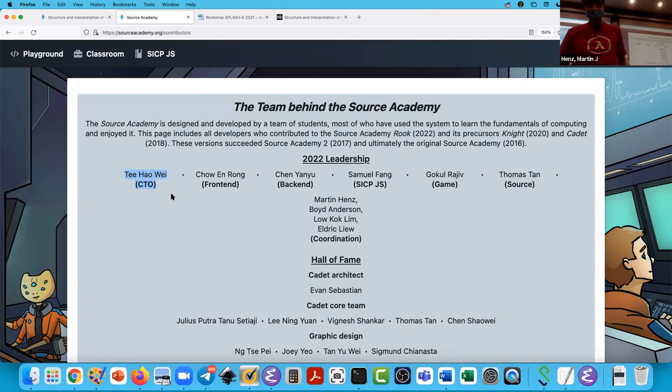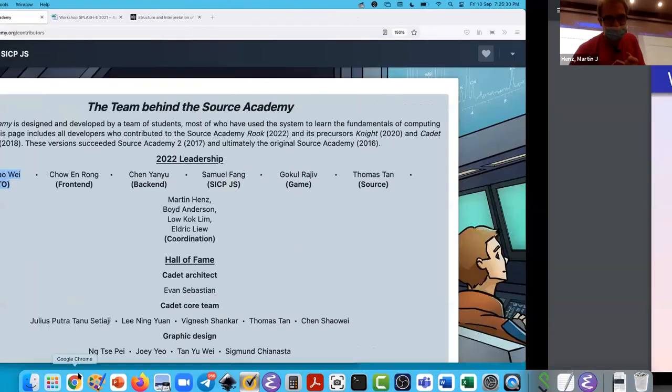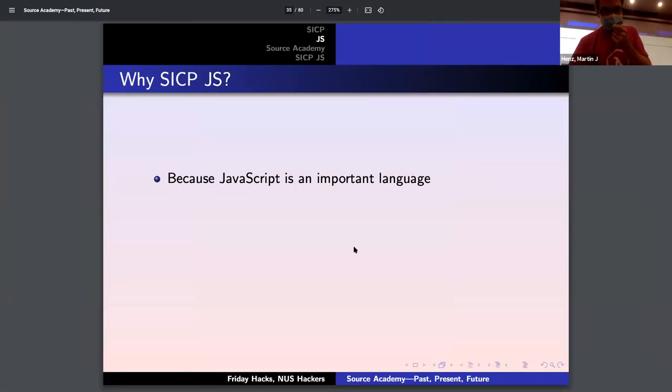And so we had this effort this summer as the effort to make the Source Academy multi-tenant. And that was our major development this year. So that is a bit of a background of the Source Academy.